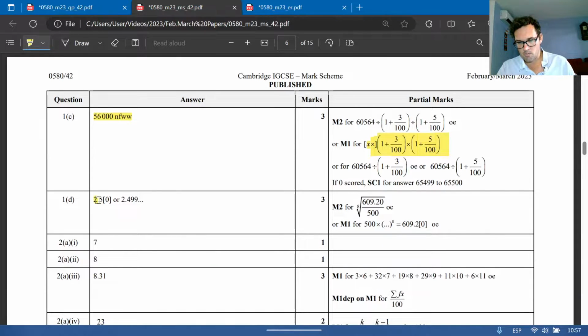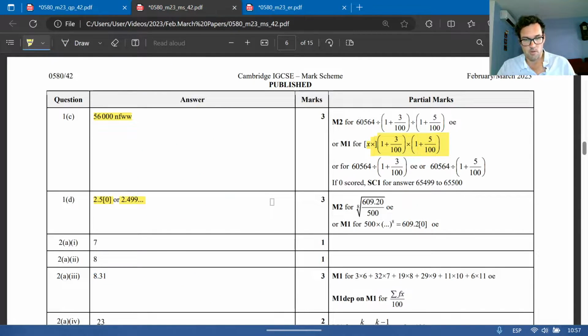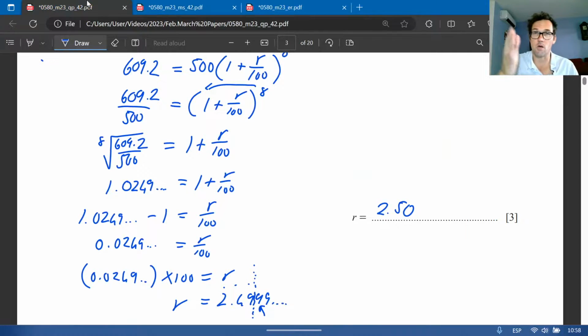There we go. 2.50 is optional. So you write 2.5 is fine. Or if you write the unrounded answer, like I did down here, you still get full marks. Okay, so that's it. Nice, and easy. See, you start with what you know, and then things usually sort themselves out.